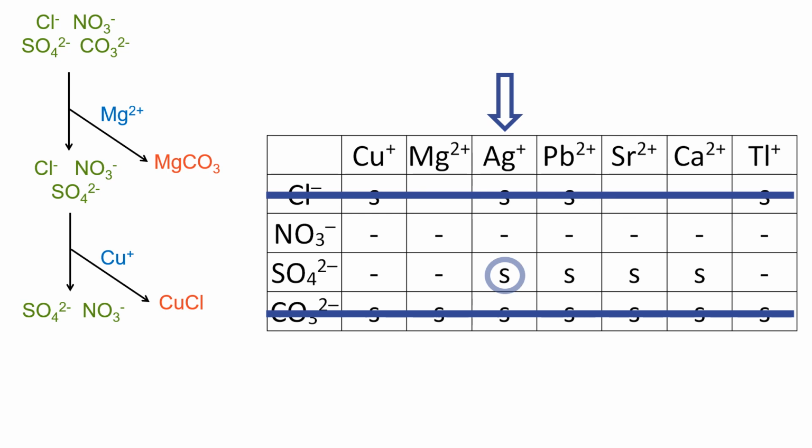If we used it first, we would have been in trouble because it would make 3 solids, and that's way too many because we're only allowed to make one at a time. So now silver will make a solid with sulfate, but nothing else. So let's draw our lines in here. I'm going to be adding Ag+. It's going to make a solid with sulfate, so the solid will be Ag2SO4, and nitrate will be left behind.